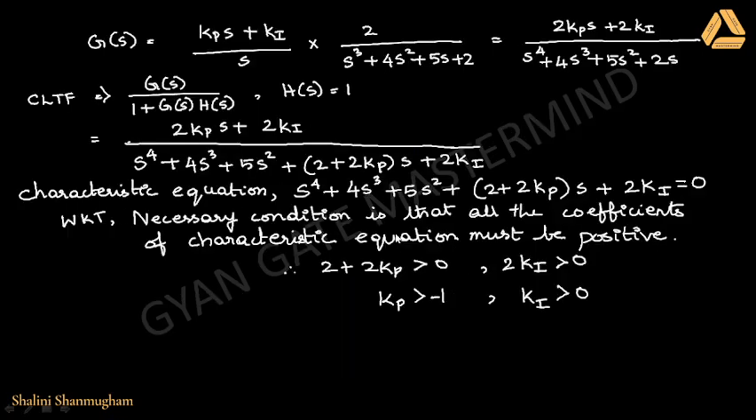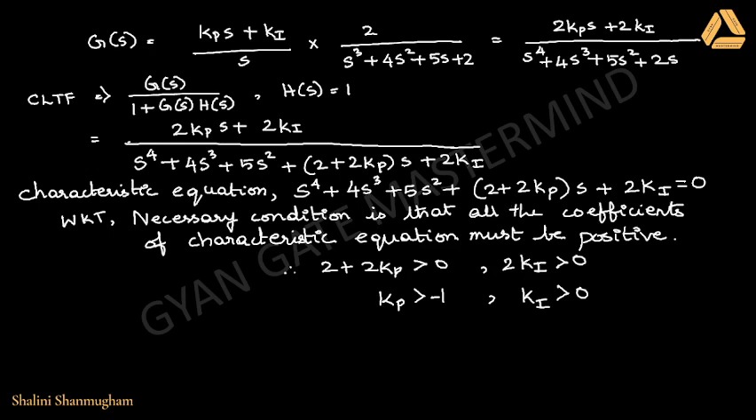For this, first we will find G(s). Get G(s) from the diagram, and H(s) is 1 because it is unity feedback. Substituting in the closed loop transfer function, you get the equation, and then find the characteristic equation. First we know that all the coefficients of the characteristic equation must be greater than 0, or positive, for the necessary conditions.